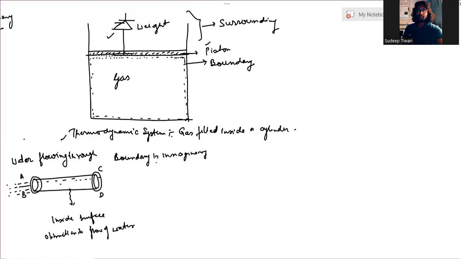As such, there is no obstruction at the two ends, that is, at AB and CD. However, this dotted line, which I'm going to present, this inner surface makes an imaginary obstruction to the water flowing, and therefore the boundary here is imaginary. And everything that lies outside this imaginary boundary is the surrounding. So all these things are surrounding. Is that fine to you?